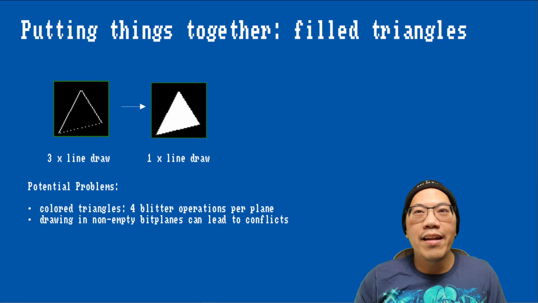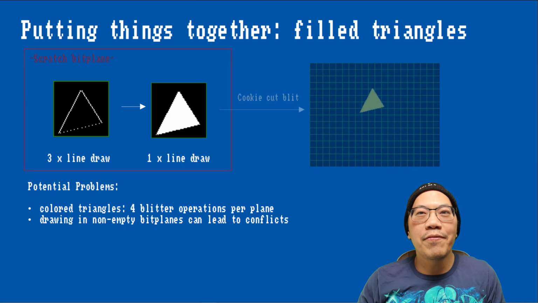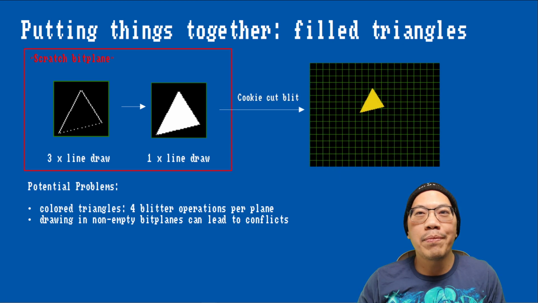If we draw many triangles, this will be too costly. Furthermore, due to the way that area fill works, we can't just draw into an image that already contains data, since that would lead to unexpected fill results. We can solve this by first drawing our triangle into a scratch bit plane and then blitting it into the target bit planes using a cookie cutter operation.